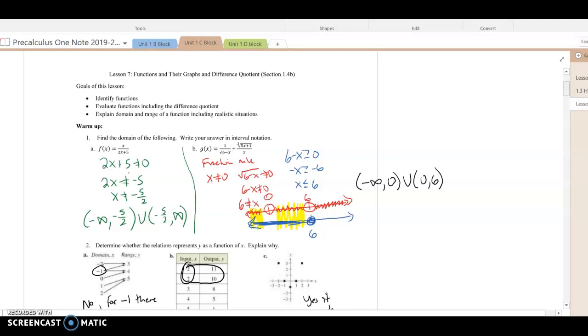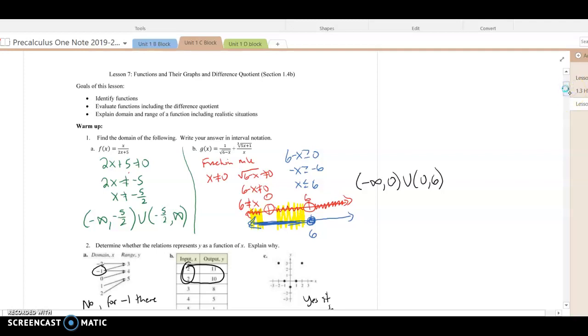Today's lesson is on section 1.4. This video will describe the portion of the lessons that is functions and their graph. There is a different video that describes the difference quotient. Pause the video and work on warm-ups 1 and 2. After you finish warm-ups 1 and 2, unpause and check your answer.